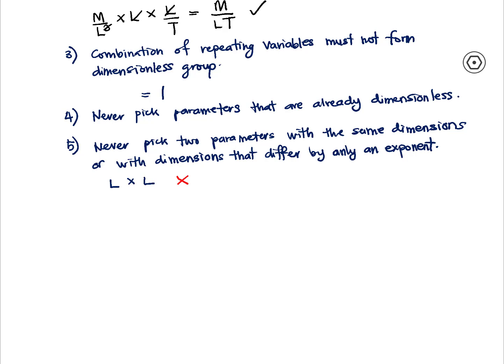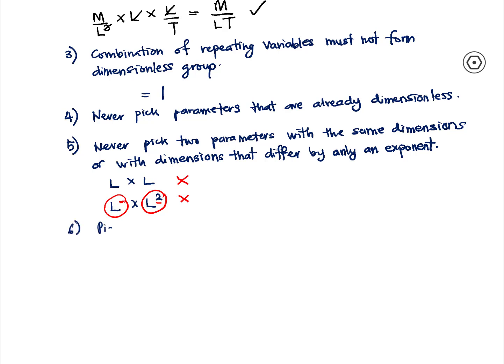Or you select parameter number 1, dimension L, and then you select parameter number 2 which is L square. Then there is no point for you to select the same dimension, because L and L square have the same dimensions. The difference is only by an exponent.